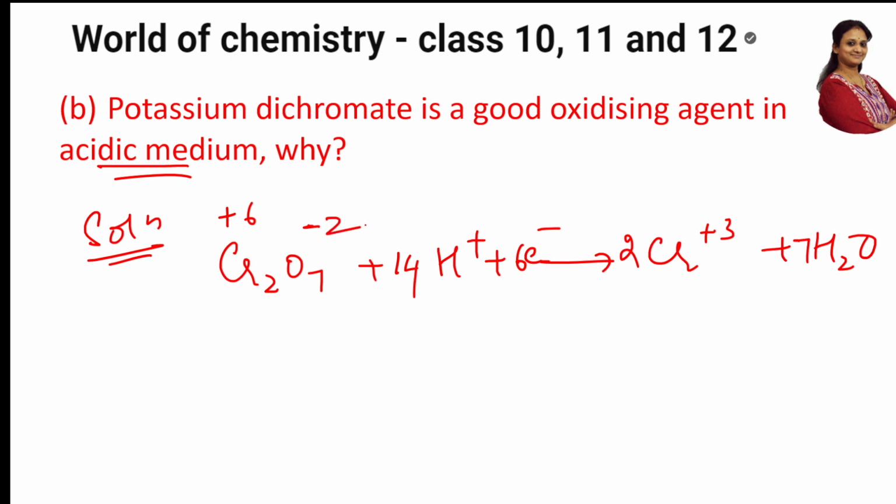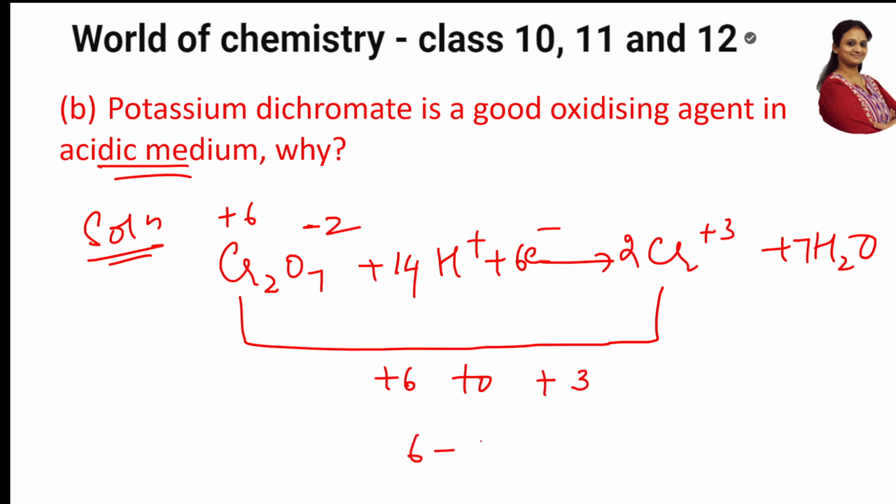Okay, so now let's see. Chromium from +6, where is it getting converted to? +3. Chromium from +6 is getting converted to +3. So +6 to +3, is it gaining or losing? It is gaining electrons, from +6 to +3.